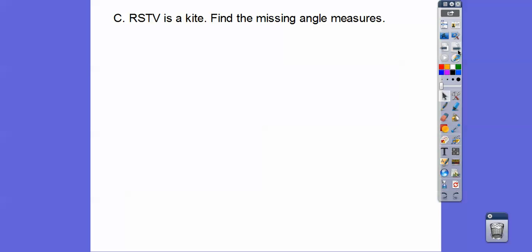Okay, so here we got a kite, you guys. Find the missing angles. So kites are when the next two sides, the consecutive sides, are congruent. These consecutive sides are congruent. Now, kites are quadrilaterals, so 360. So remember, n minus 2 times 180. 4 minus 2 is 2. 2 times 180 is 360.